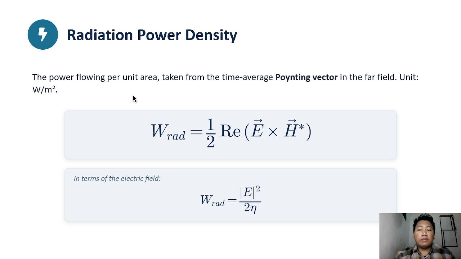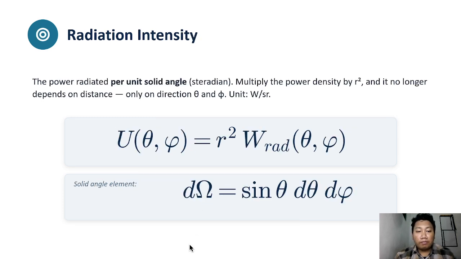The first one is radiation power density. This basically tells us how much power is flowing through each unit of area. We get it from the time-average Poynting vector in the far-field region. The formula you see here is one half times the real part of E cross H conjugate. In terms of the electric field, it becomes the magnitude of E squared over 2 eta, where eta, the intrinsic impedance of free space, is about 377 ohms. Okay, so keep that number in mind.